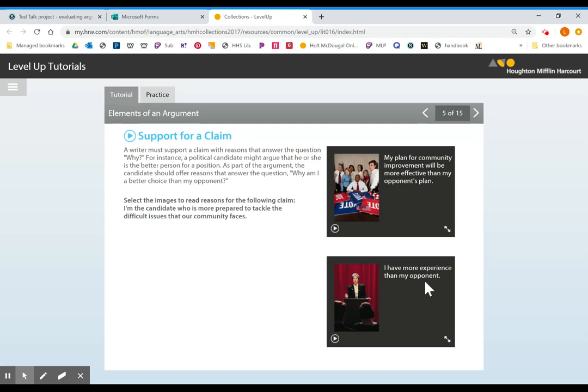So let's say this political candidate is giving a speech and they say, I'm a better choice than my opponent, that's their claim. And then they give the reason of, I have more experience. Awesome. They would need to go even further and give some evidence about the experience that they say they have. So they might list all of the different jobs that they've had. Those would be facts. That would be evidence to back up the reason, I have more experience.